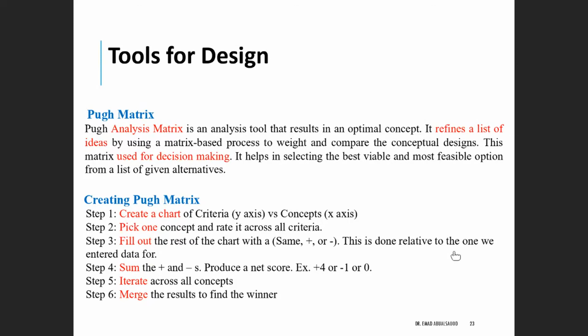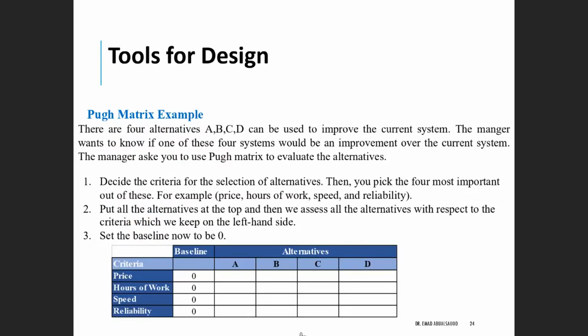This is done relative to the one entered data. And step 4, we sum the pluses and minuses and also the same or zeros if you used them, and you integrate or iterate all the steps and then find the best one and evaluate the result. Let's see an example here.